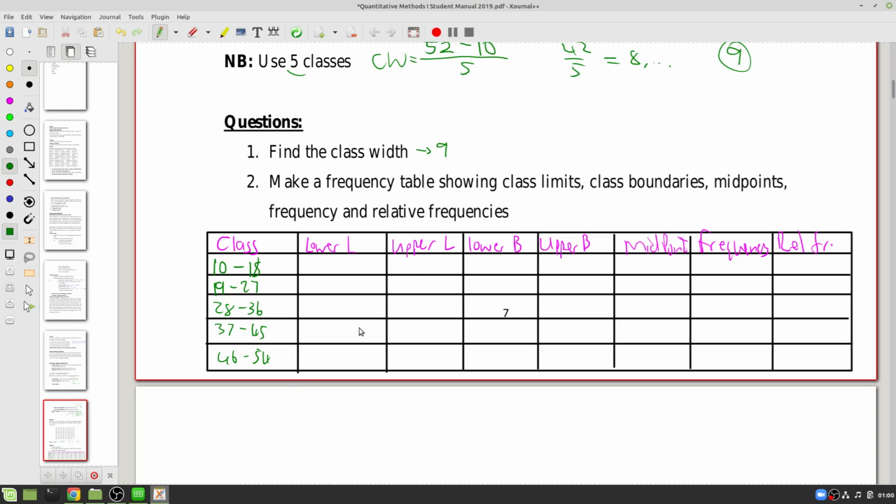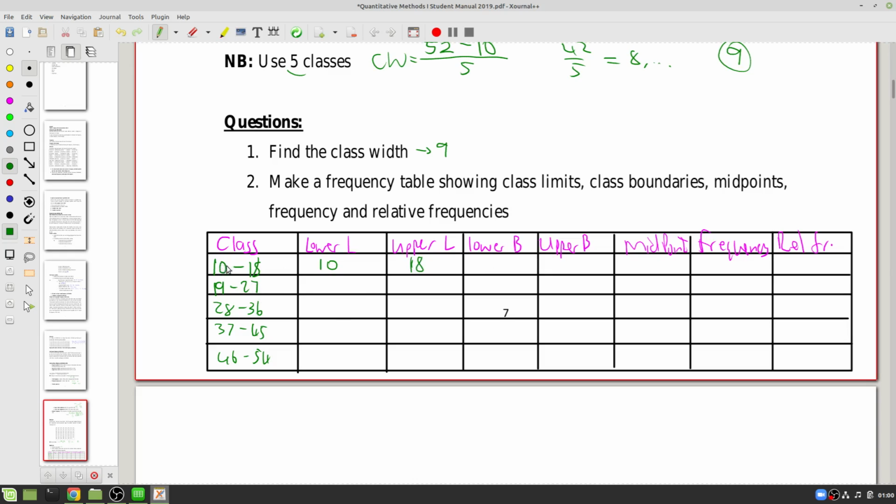Okay. So that actually makes a little bit more sense. Now we can see it's a bit more of an even spread. So now the lower limit, we said that's the smallest value that actually fits, so that's going to be 10. The upper limit here is going to be 18. What about the lower boundary and the upper boundary?